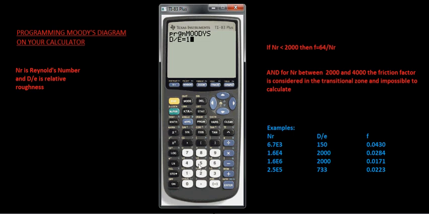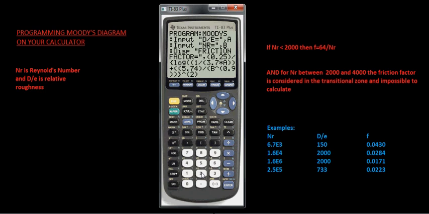Alright. So D over E, 150. NR is 6.7, 6.7 times 10 to the power of 3, which is, where's the exponents? Oh, there we go. Second E to the power of 3 equals. Damn, man. It's not working.